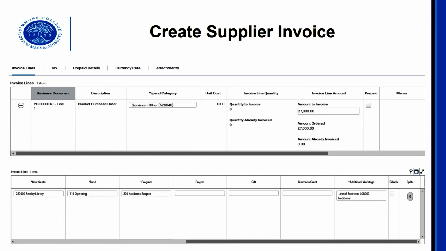If the supplier invoice includes prepaid services, please check the prepaid box. Select Prepaid Expense under Additional Work Tags, and then complete the Prepaid Detail tab.